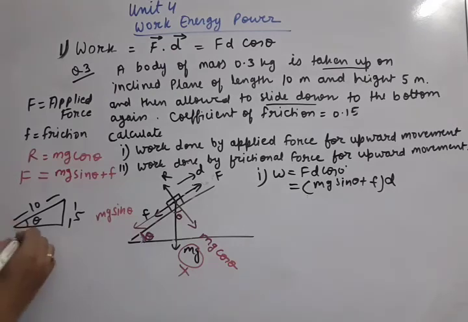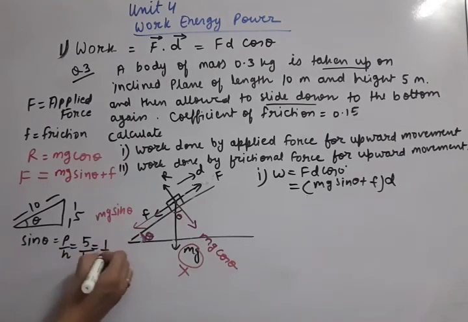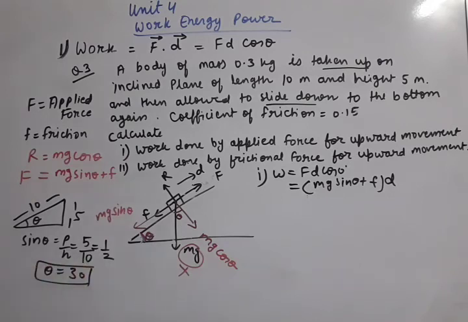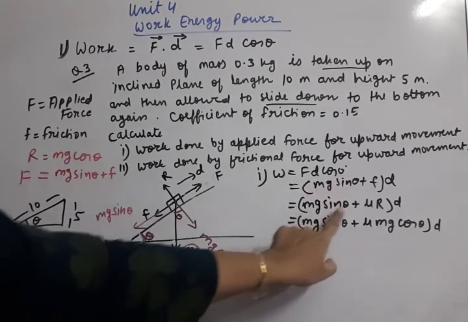So sin theta is perpendicular upon hypotenuse. Perpendicular is 5, hypotenuse is 10, so it is half. That means theta is 30 degrees. So this way the idea of the angle will come to us. Sin theta is half, or theta is 30 degrees. You can see some more calculations are done. mg sin theta as it is.